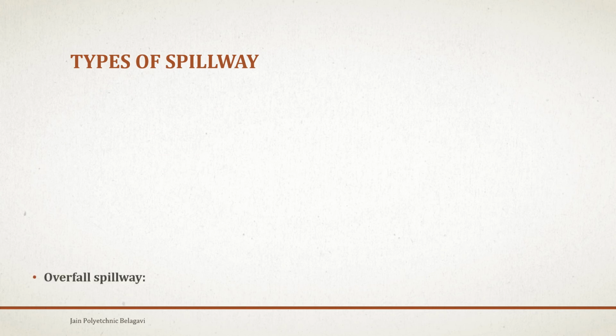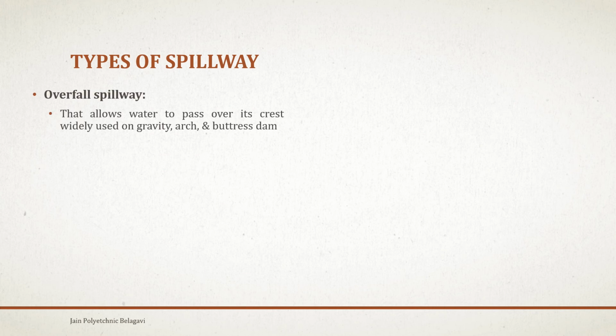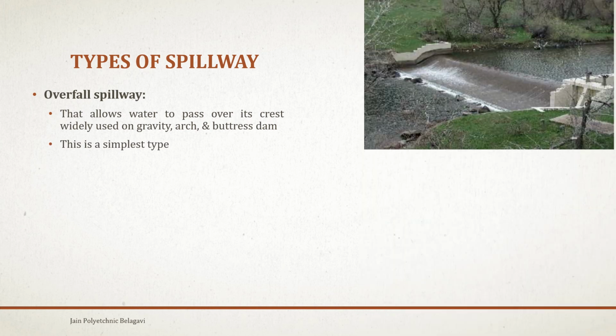Types of spillway. The overfall spillway allows water to pass over its crest, and is widely used on gravity, arch and buttress dams. This is the simplest type. So this is one type of overfall spillway.